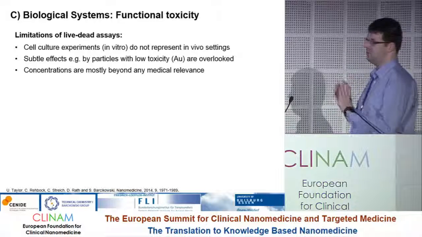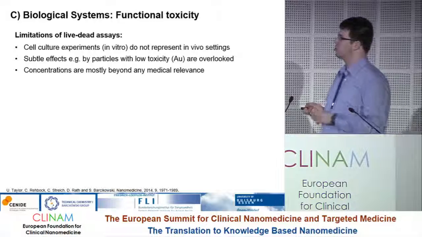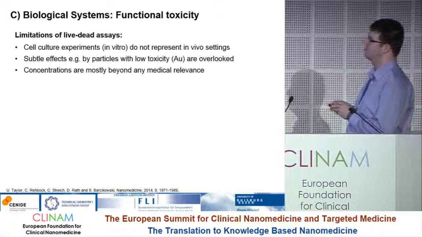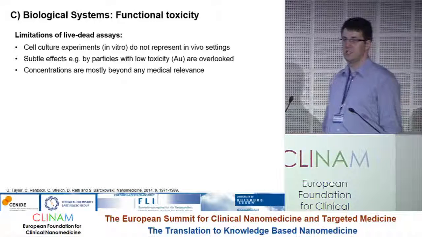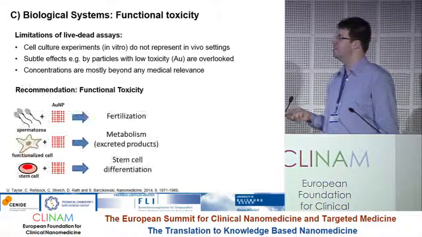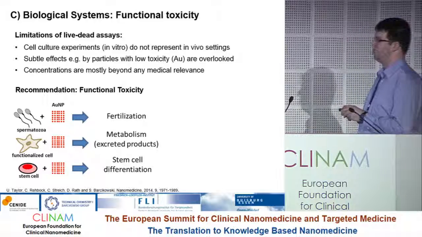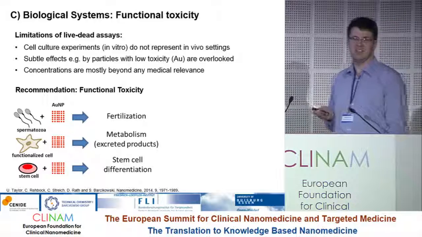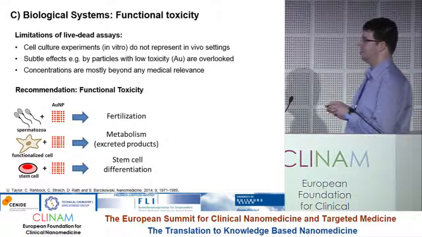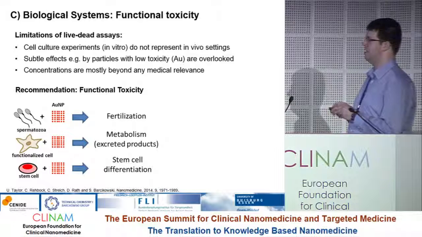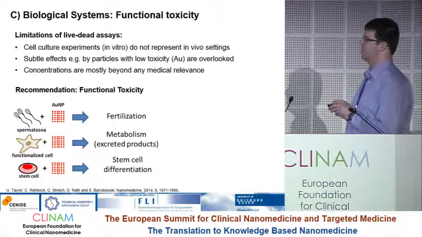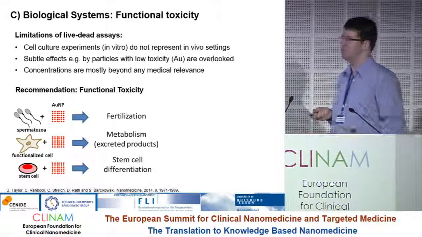So, for example, particularly for gold, which is relatively biocompatible, the concentrations always go beyond any medical relevance. So what's the alternative? It's, of course, functional toxicity. This has already been shown by many speakers: it's important to monitor functional parameters. You can, for example, look at stem cell differentiation or the excretion of different metabolites, as was shown by many other speakers.